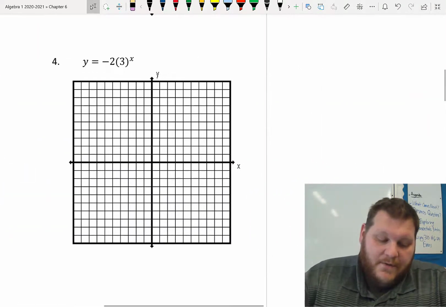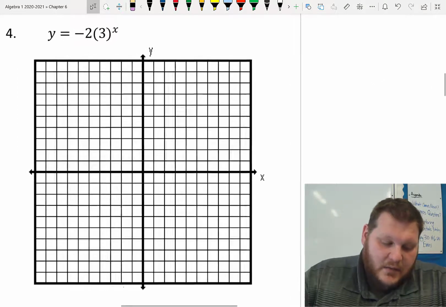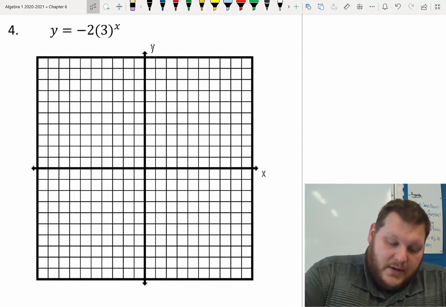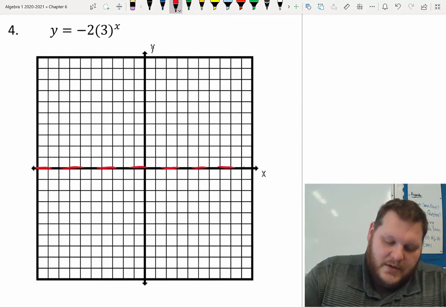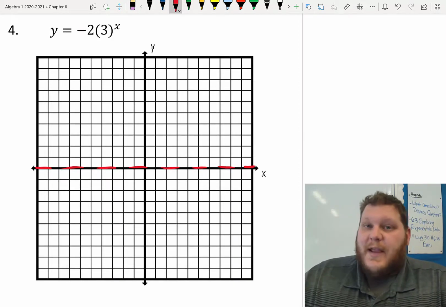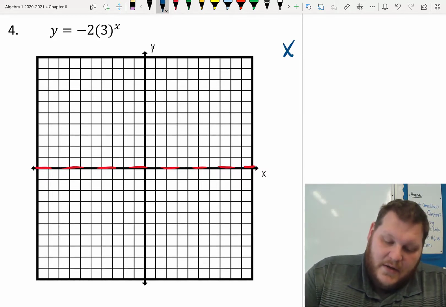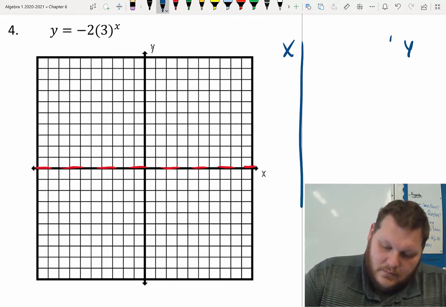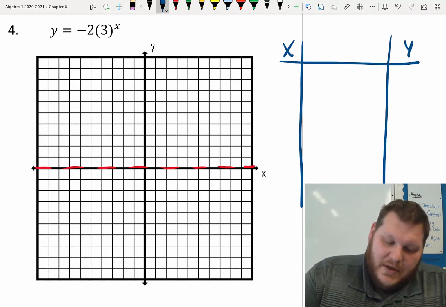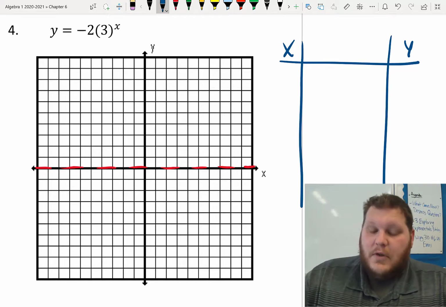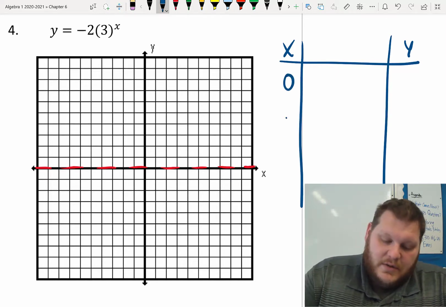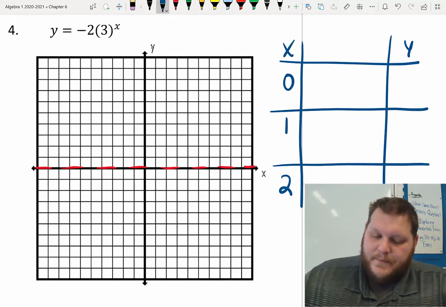Okay. With number 4, once again, we've got no asymptote given. I don't see any number added or subtracted after my exponential term, so my asymptote's going to happen at 0. And I'm still going to go through, pick out some x values, do some work, get some y values back out. My base being 3 tells me I should be using 0, 1, and 2. Those are going to give me my nicest, cleanest numbers.